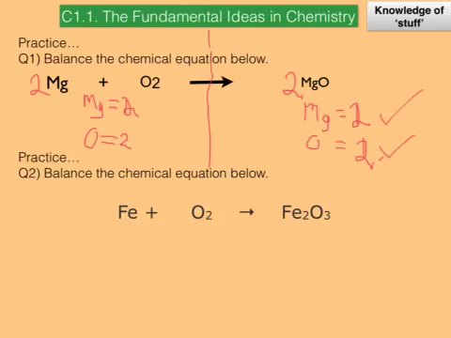The next equation is a bit trickier, but if we do the same thing again, if we count up the atoms on the left hand side, we've got 1 atom of iron, and we've got 2 atoms of oxygen. On the right hand side, we've got 2 iron atoms and 3 oxygen atoms. So what we need to do is increase the number of iron atoms on here, because there's 2 on this side and 1 on that side, and we need to increase the number of oxygen atoms on this side as well.